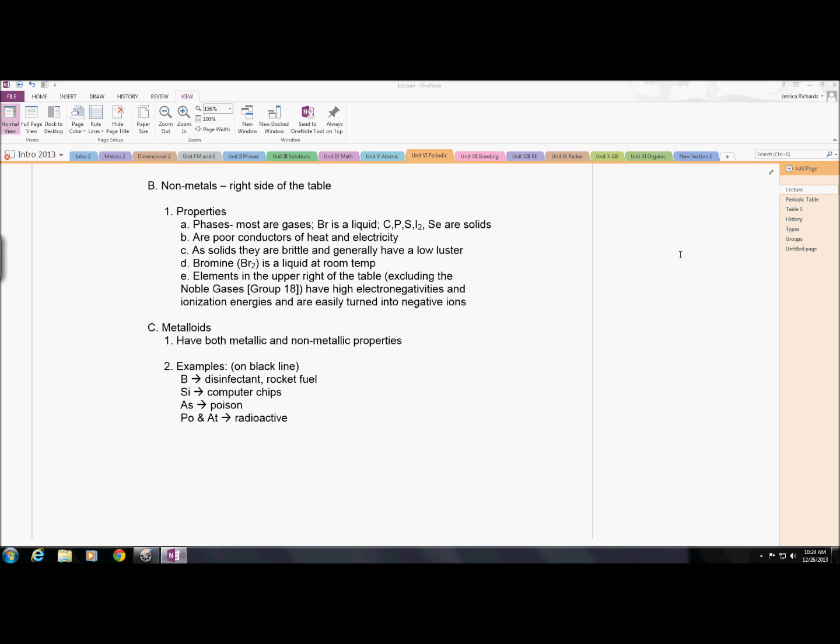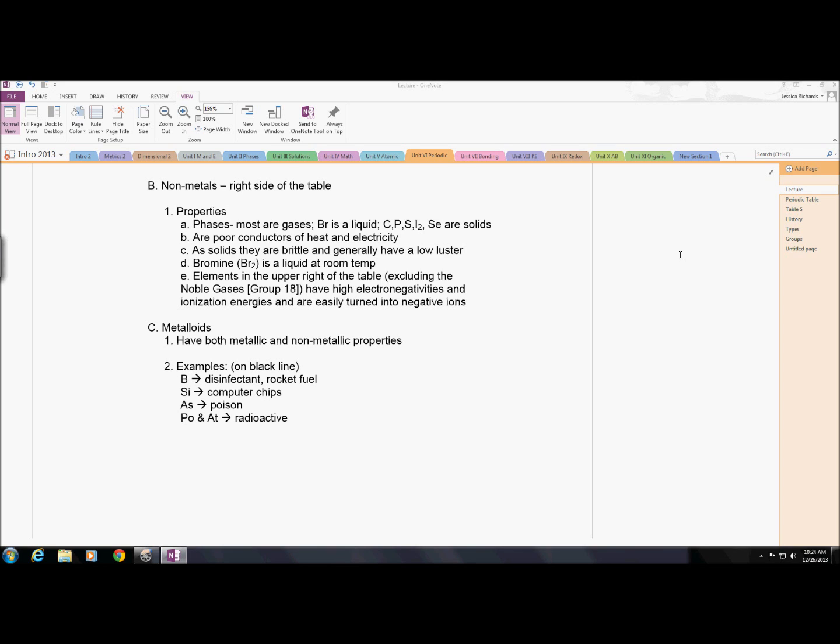Nonmetals tend to have high electronegativities, except for the noble gases. The noble gases don't have any. Electronegativity is how well you attract electrons. So since nonmetals want to gain electrons to look like noble gases, they tend to have very high electronegativities. All electronegativities are based on fluorine having an electronegativity of 4. So they gave it the highest, 4.0. It gains electrons the best. Everything else is compared to that.